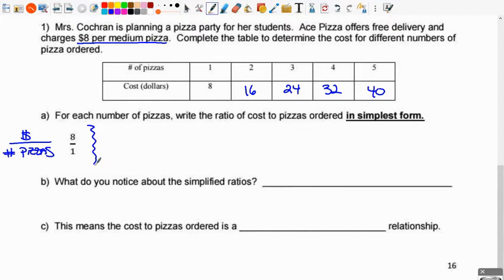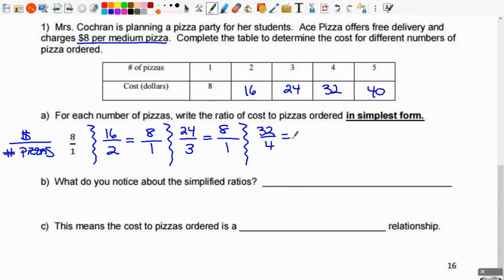All right, for the second set of data from our table, we can see that it costs $16 for 2 pizzas. We can divide both of those numbers by 2, which is going to give us 8 over 1 in simplest form. With the third set of data, it costs $24 for 3 pizzas. Both numbers can be divided by 3, which gives us 8 over 1. The fourth set says $32 for 4 pizzas, and again, I can divide both numbers by 4, which gives me 8 over 1. And finally, my last set shows $40 for 5 pizzas. I can divide both numbers by 5, 8 over 1 in simplest form.